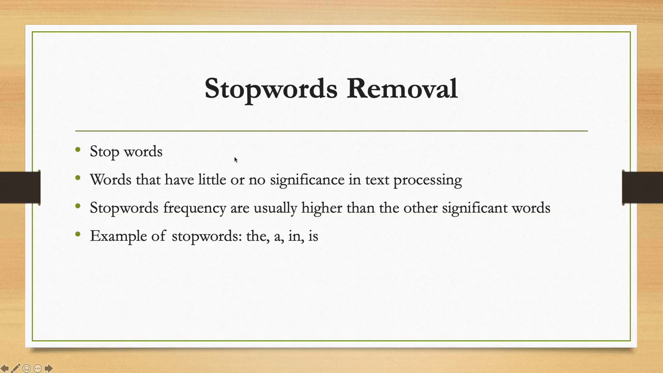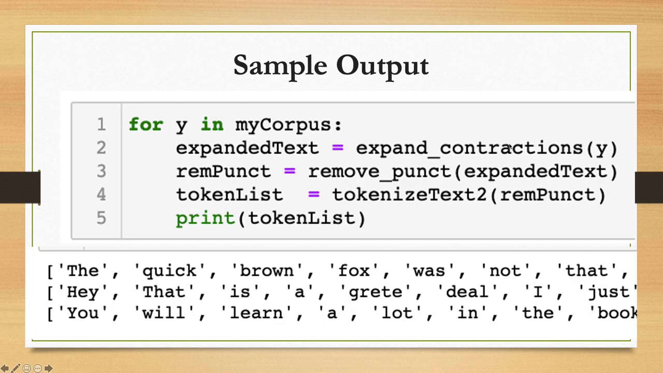So basically, when you try to clean, the approach is you expand first to make it a formal language, and then you remove the punctuation, because of the apostrophe, you remove the punctuation. Maybe that's the time that you can tokenize.